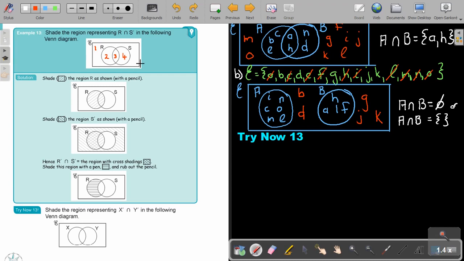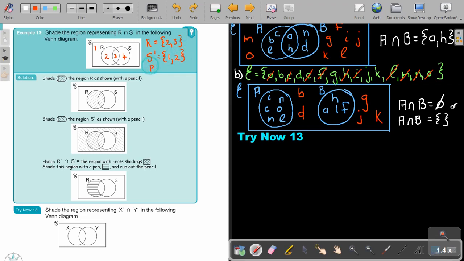So this outside is 1, this part is 2, this is 3 over the intersection, and this is 4. Then I will just say, what is R? And now I'm just going to work on the numbers. So R is going to be 2 and 3. And then what is going to be S complement? Everything that's not in S, so it's 1 and 2.